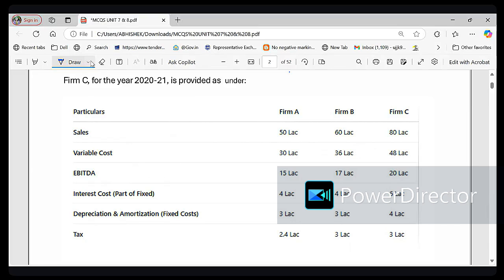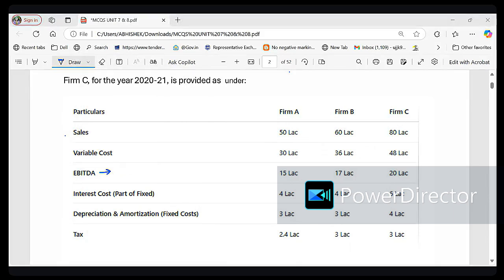And then we have interest cost, which is a part of fixed cost. And then depreciation and amortization, which is also a fixed cost. And then we have the tax. So these data have been given. Such types of case studies are asked in the examination.